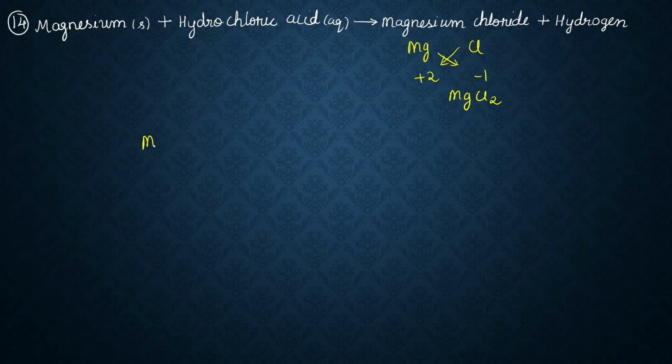So this equation becomes magnesium reacts with HCl, hydrogen chloride, to form magnesium chloride MgCl2 plus hydrogen gas H2. So here if you observe, hydrogen is not balanced, so I'll multiply this by 2. Chlorine on the reactant side is 2, on the product side also it is 2. So now magnesium is 1 and 1. So yes, this reaction is balanced.